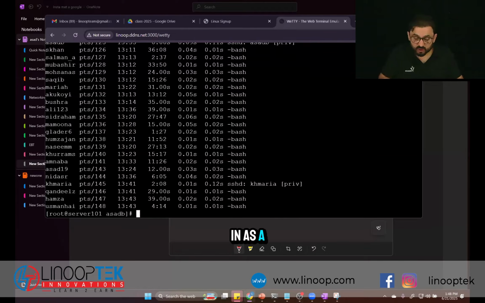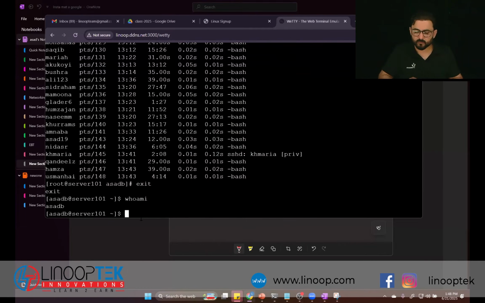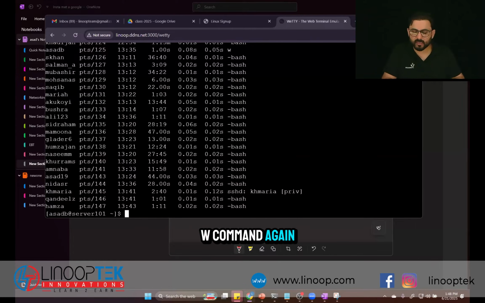I am logged in as root right now. I'm a super user. I want to go back to my account. I will type exit. Do not type this for you. Do not type this. It's going to remove you completely from the system. Now I am back to Asad. Take a look at this. From root, I exited out, and now I am back to regular user Asad. I type the W command again. I see all the users once again.